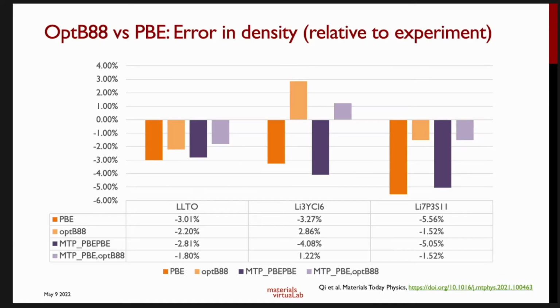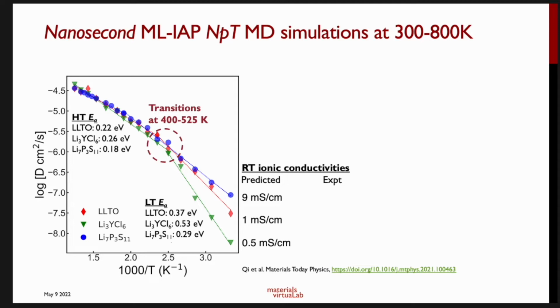And what we found was that when we apply the trained machine learning interatomic potentials to nanosecond-level NPT MD simulations, we are able to simulate a wide variety of temperatures from 300K all the way to 800K. And unlike that nice linear extrapolation that you see in practically all the AIMD papers out there, it's actually not clear that it is just a linear Arrhenius regime, right? We found that all 3 lithium superionic conductors, to varying degrees, have this kink in the Arrhenius plot.